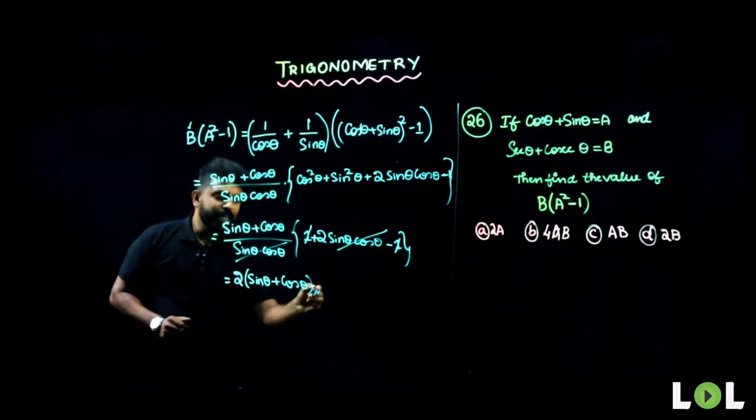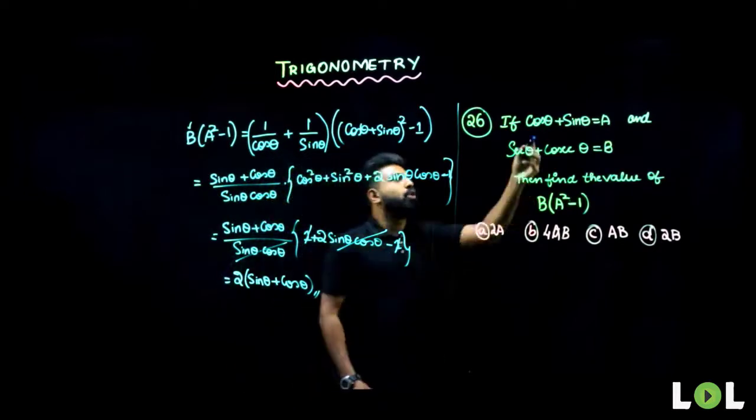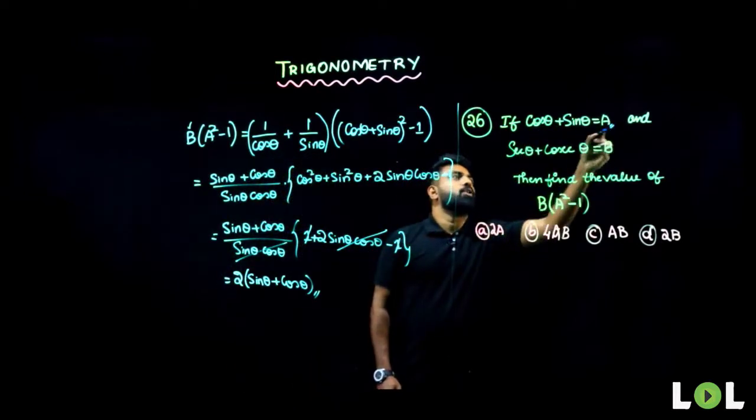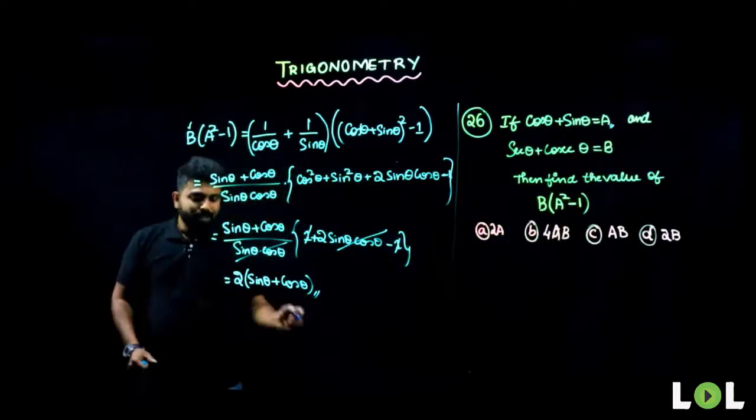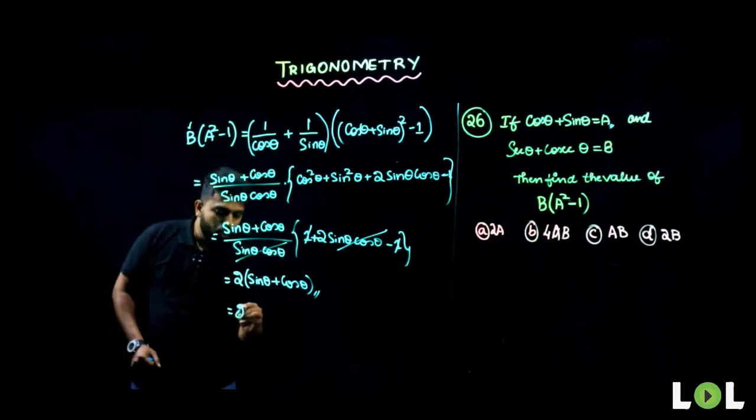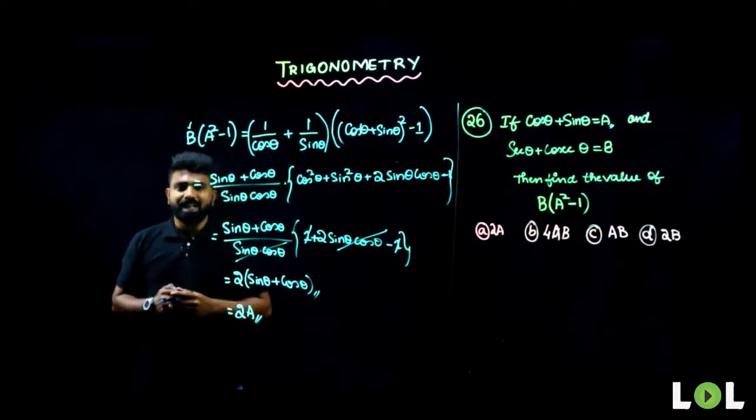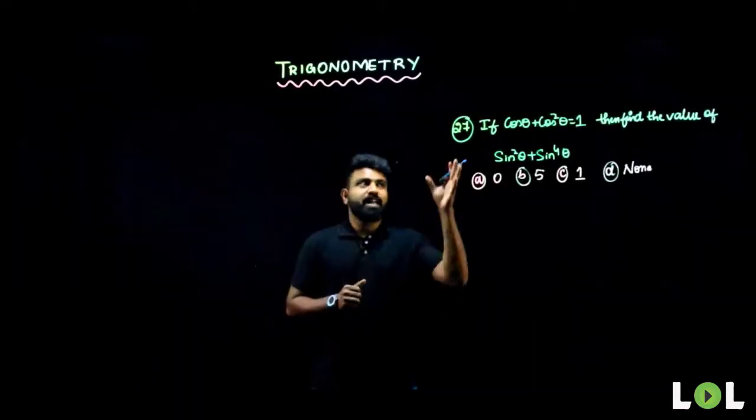Now, what is sin theta plus cos theta? From the question, we know that sin theta plus cos theta is equal to A. So, what do we have? We have it as 2 into A. That will be my final answer. Let us look at our next question here.